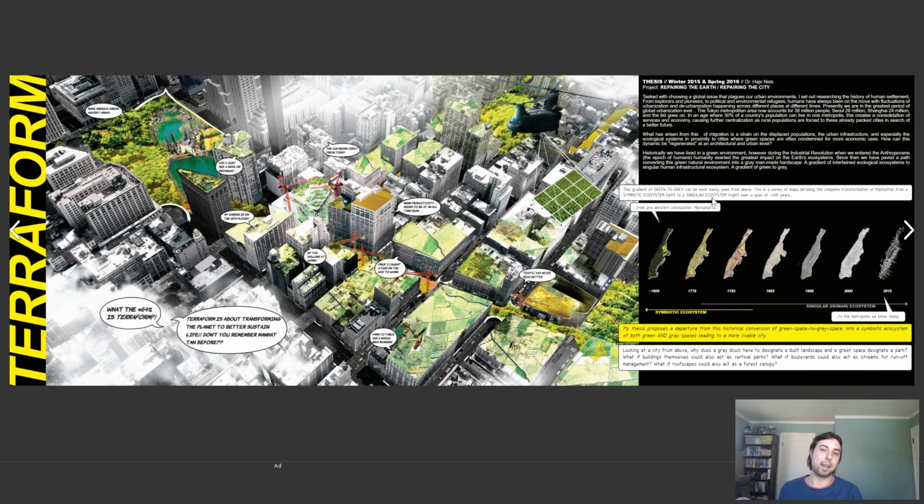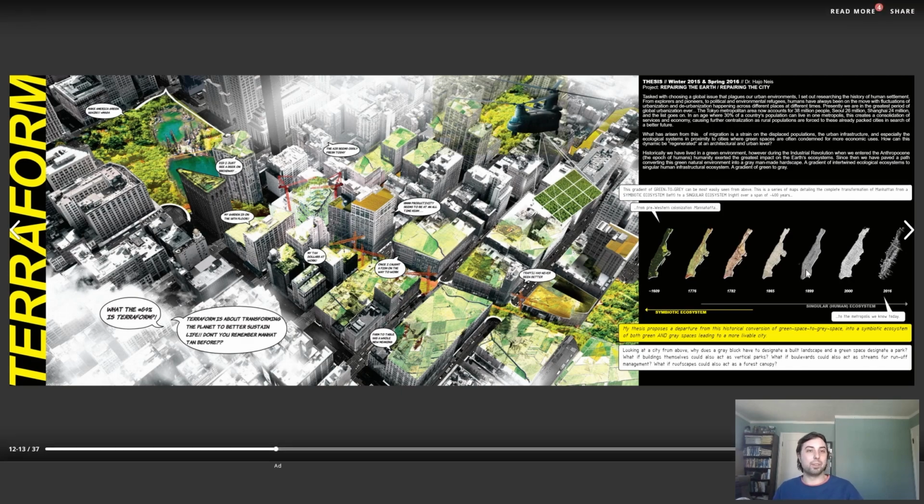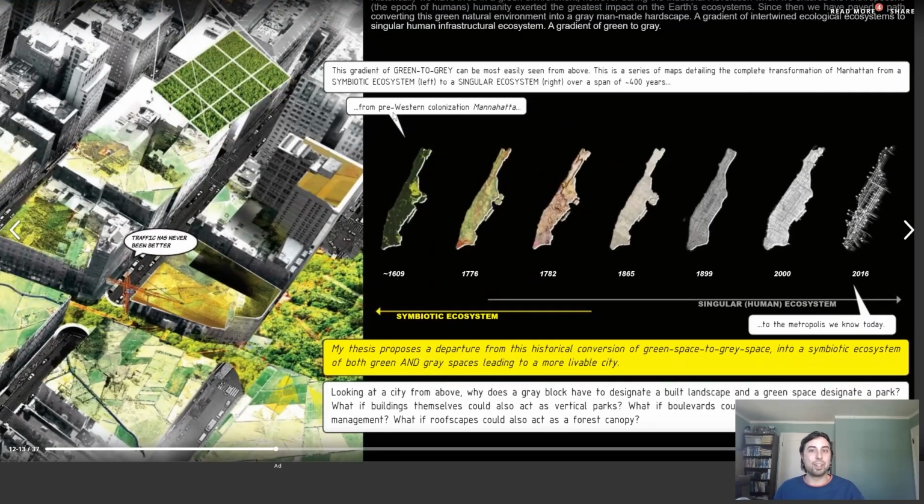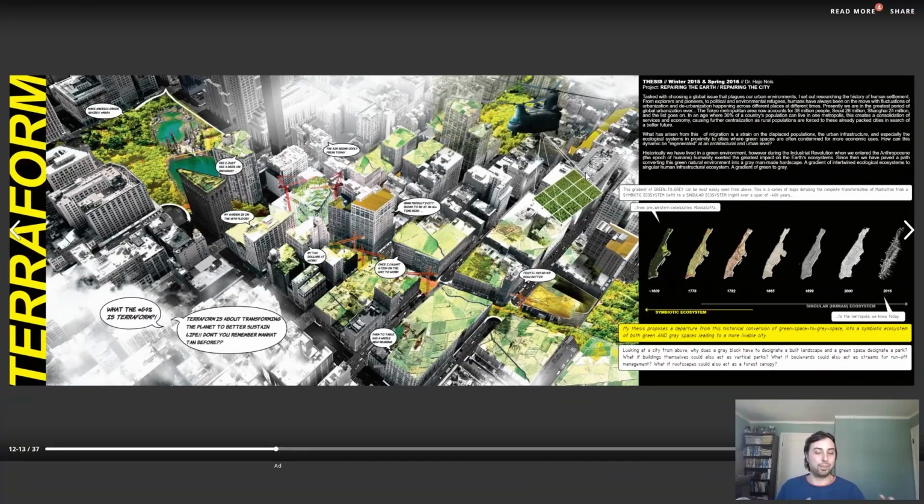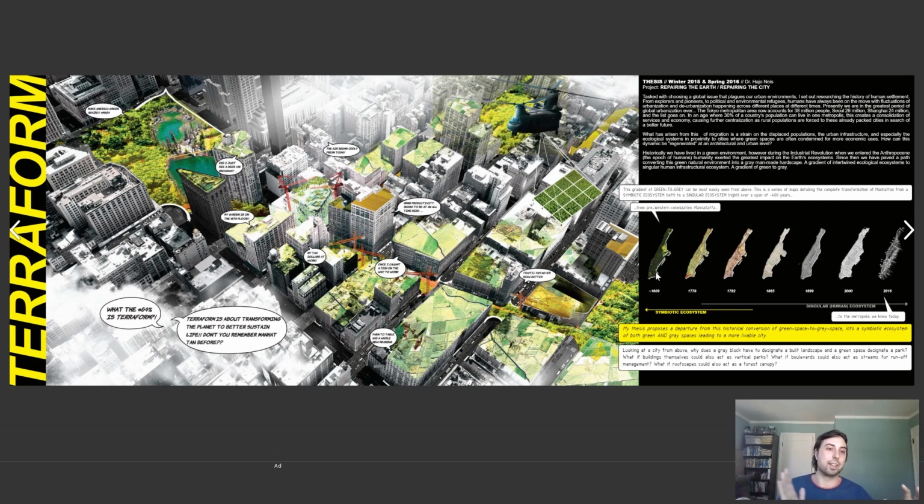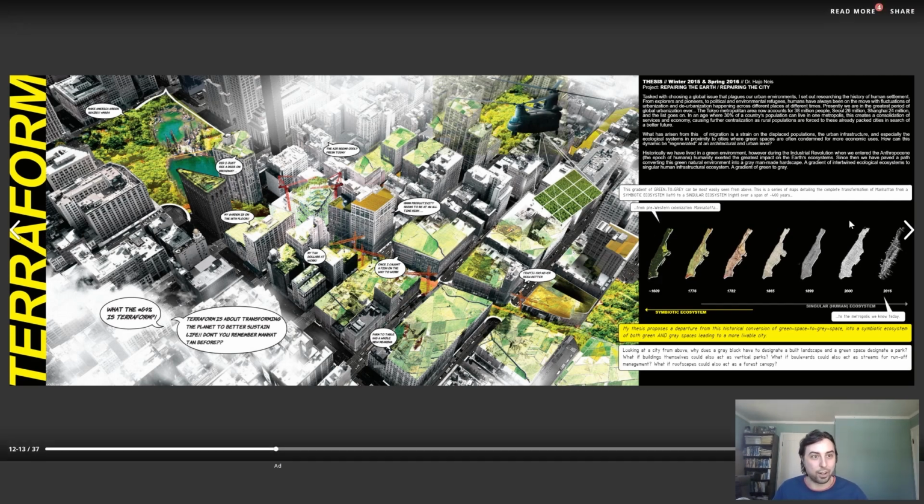Basically, this was looking at Manhattan, the Isle of, I think it was right here. Oh yeah, pre-Western colonization Manhattan. So the Isle of Manhattan, which is what the Native Americans used to call Manhattan. I was looking at how it went from what I was calling a symbiotic ecosystem to a singular human ecosystem. So throughout time, the way the ecosystem functions has evolved from this green ecosystem to this gray ecosystem, which was my argument.